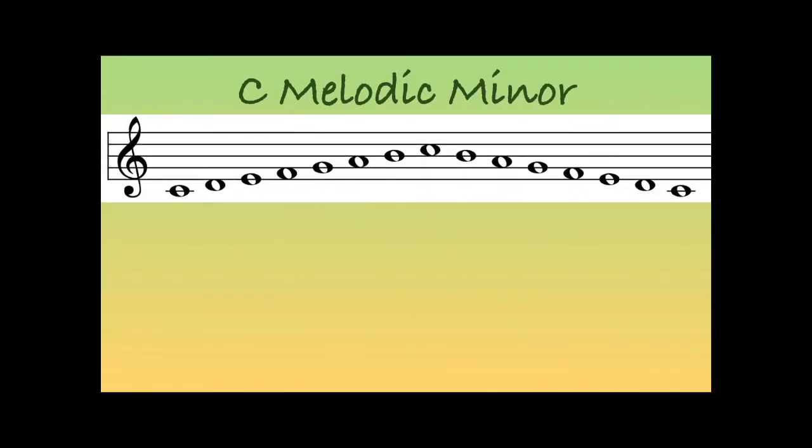Let's practice with a C melodic minor scale. Step 1, put it on the staff. So I've written from a C up to a C and back down. This is because I want to show how the scale is different going up than it is descending.